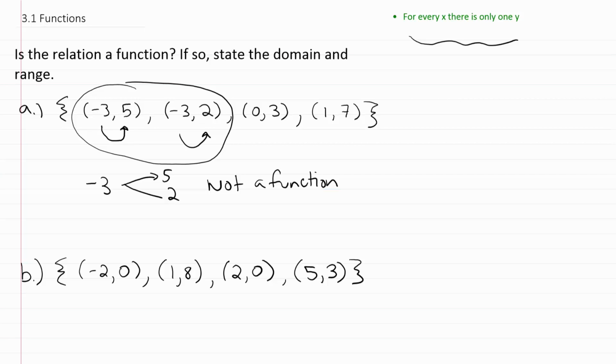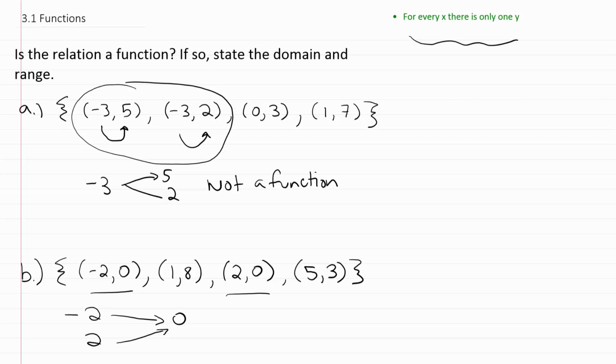For B, we have a -2 paired up with 0, 1 paired up with 8, 2 paired up with 0, and 5 paired up with 3. So when you look at this, it looks like it is a function actually. Now you may be concerned with this pair of points here, but if you actually look carefully, it looks like -2 is mapped to 0, and 2 is mapped to 0.